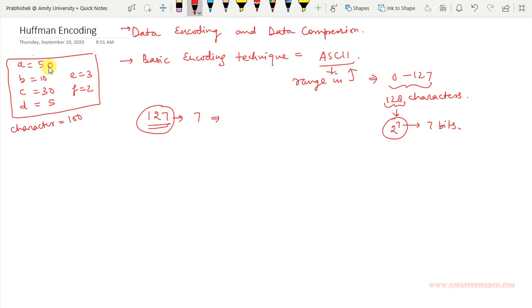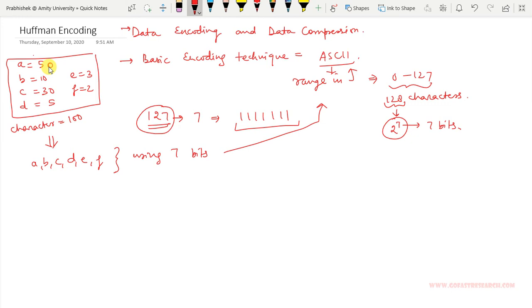Since we are having this message, A, B, C, D, E, F, they all are represented using 7 bits if we are using the ASCII encoding technique, because in ASCII encoding each character is represented by 7 bits. So our message has a total of 6 characters, and they are all represented using 7 bits. Since there are a total of 100 characters, how many bits will be required to encode this message using ASCII encoding? We will see that.